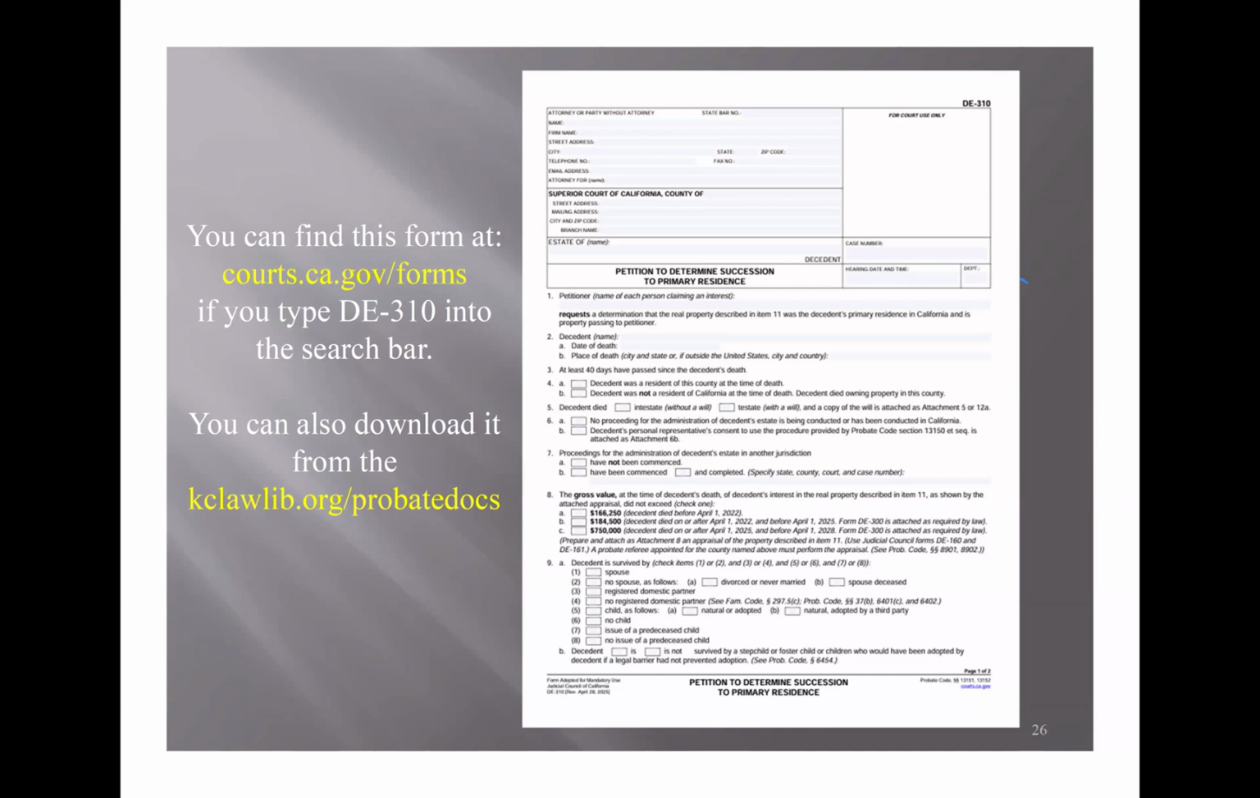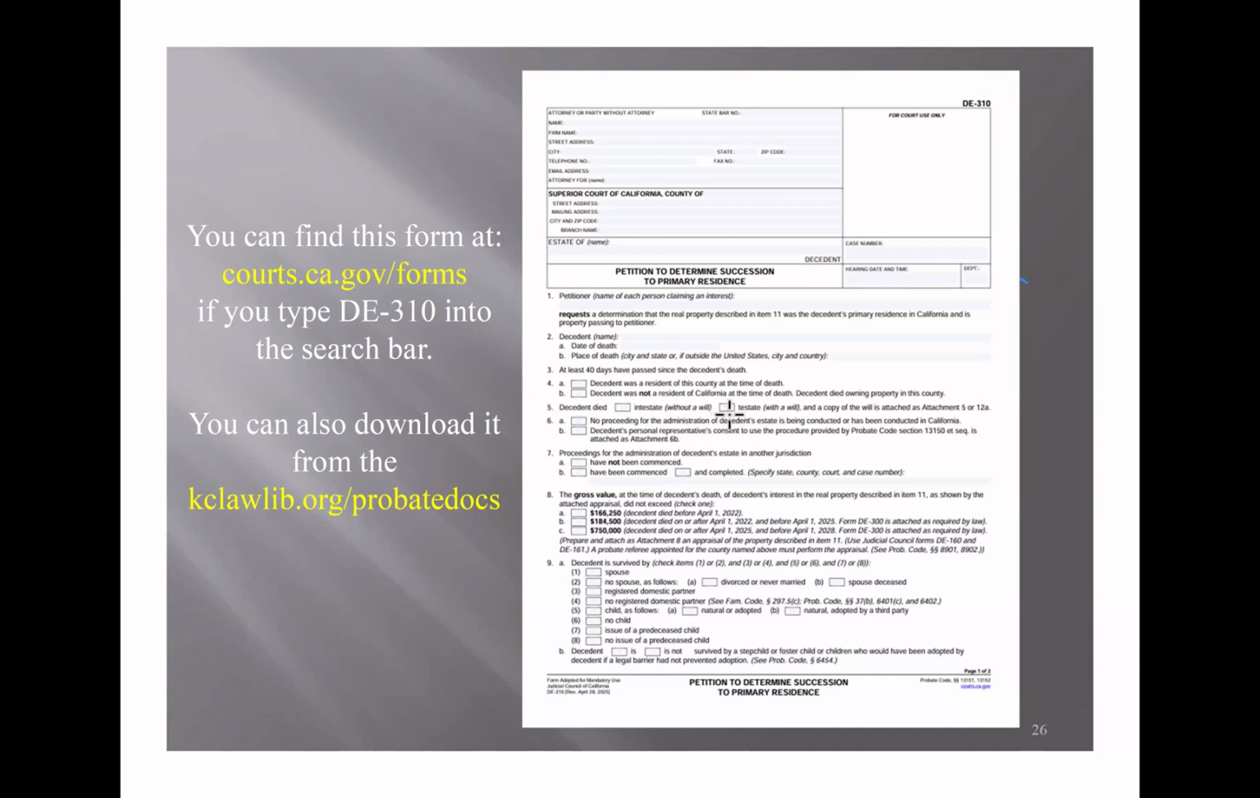Then you identify the reason why you qualify to be in this county, which is either for A, decedent was a resident of the county, or B, decedent wasn't a resident of California, but owned property in the county. So check the box that applies. Then in 5, you'll check the box that applies. Did they die without a will? That's intestate, and you check that box. Or did they die with a will?